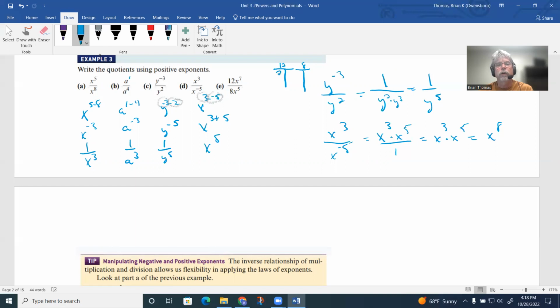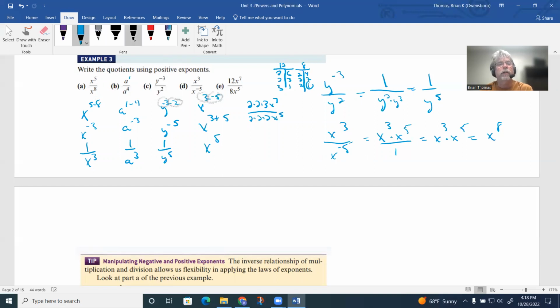So notice how 2 does go into 12 6 times. 2 does go into 6 3 times. And 3 does go into 3 1 time. So I could change the numerator to 2 times 3 times x to the seventh. And on the bottom, notice how 2 does go into 8 4 times. 2 does go into 4 twice. And 2 does go into 2 1 time. So I could have that 8 changed to 2 times 2 times 2 times x to the fifth.